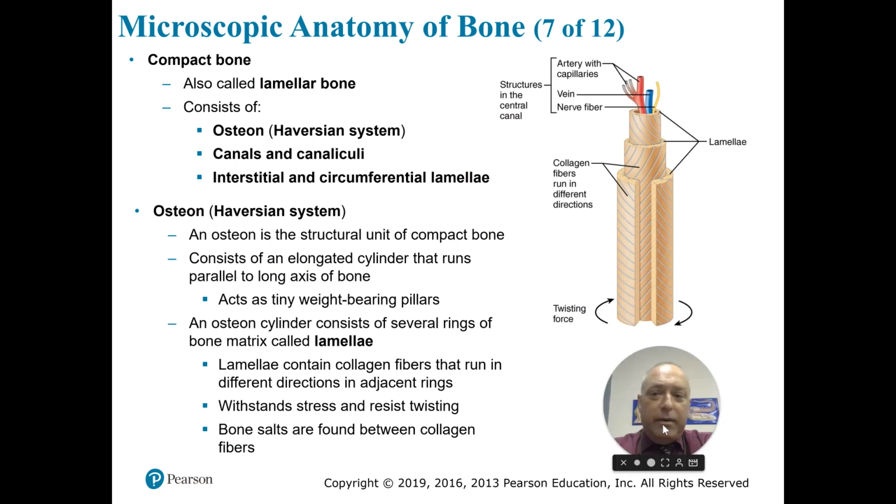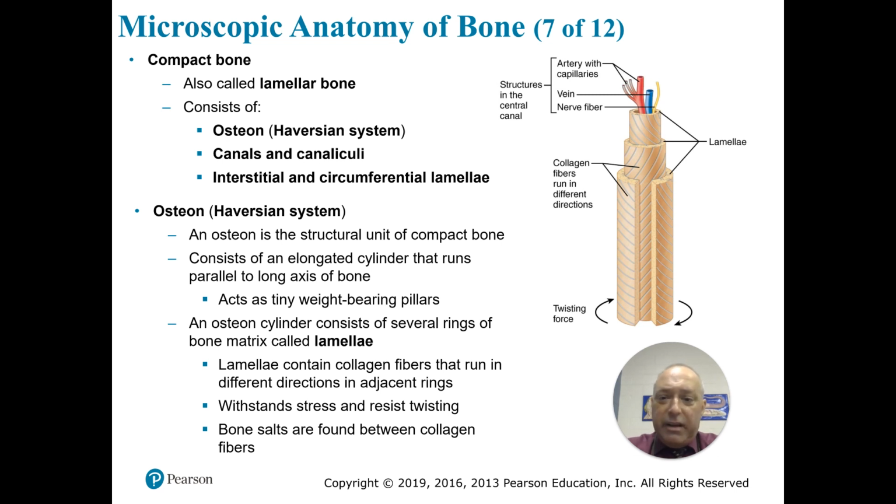All right, so let's look at the microscopic anatomy of bone. Compact bone is also called lamellar bone, and it consists of an osteon, which is also called a Haversian system. These have canals and canaliculi. There's interstitial and circumferential lamellae. The osteon, or the Haversian system, is the structural unit of compact bone, and it consists of an elongated cylinder that runs parallel to the long axis.